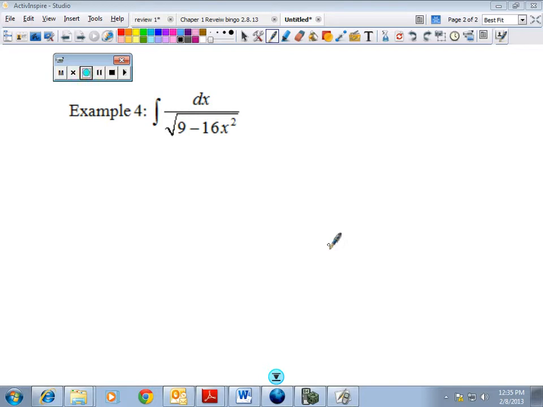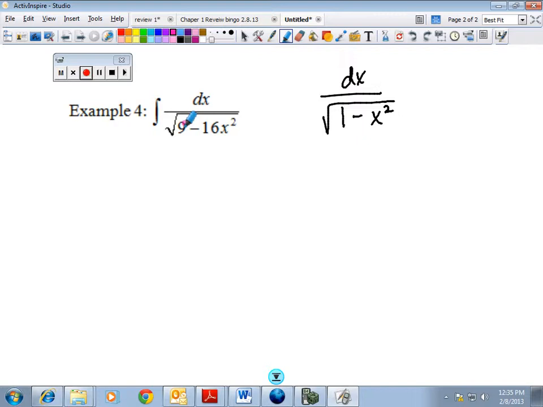Trig substitution example number 4, and of the examples that we've done, this is by far the hardest. I'm looking at it and I see this 9. All of my inverse trig functions have a 1, but it's the closest to sine. And this is the derivative of inverse sine.